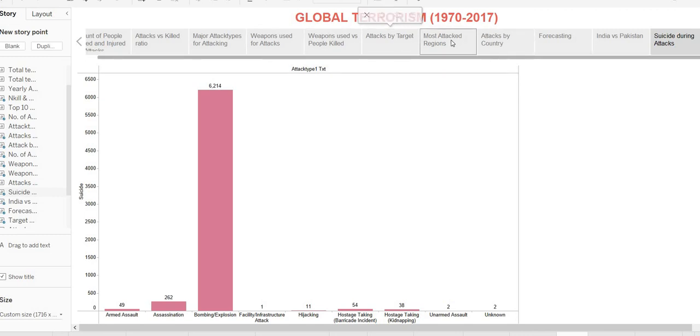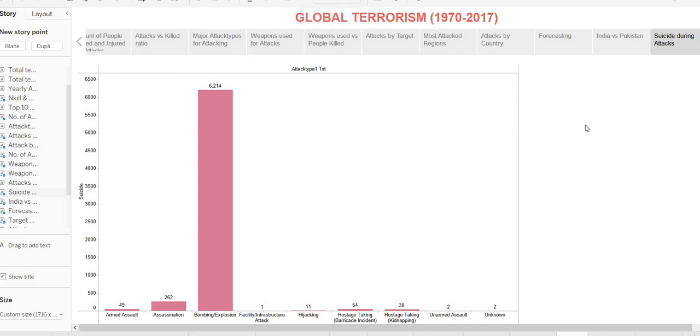I hope you find these visualizations very useful. So that's it for this analysis on global terrorism. Thank you.